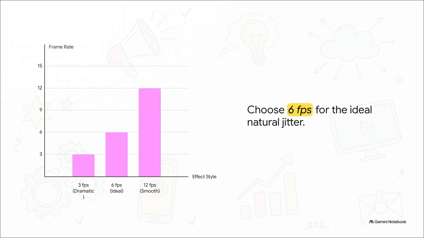But what frame rate should you actually choose? Well, if you drop it to 3 frames per second, the effect is highly dramatic. Honestly, almost too chunky. If you set it to 12 frames per second, it's jittery but still a bit too smooth to feel truly hand-drawn. The magic number, the absolute sweet spot to achieve that authentic premium Vox-style aesthetic without being distracting, is exactly 6 frames per second. It gives your explainer that incredible tactile paper cutout vibe.